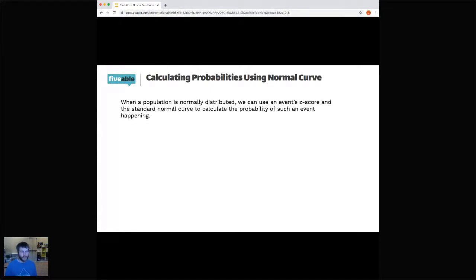When a population is normally distributed, we can use an event's z-score and the standard normal curve to calculate the probability of such an event happening. So remember that the standard normal curve has an area of 1. Based on the z-score, we can see what the probability of being that value or lower or that value or higher is going to be using some math. It's actually calculus where it comes from. But we have handy dandy tables that do the calculus for us because we're in stats, not calculus. Calculus is great, but I like stats better. Or we could use our calculator, which again does the calculus for us, and we'll go over both of those.